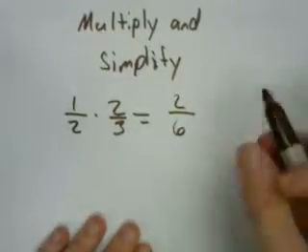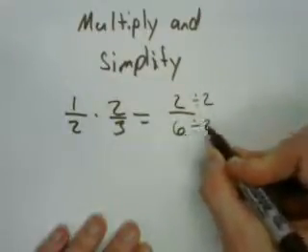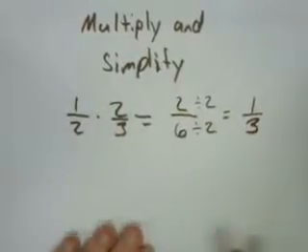Okay, now we would want to simplify. We can say I can divide the top by 2 and I can divide the bottom by 2. So this is really 1/3 as a simplified version. That is correct.